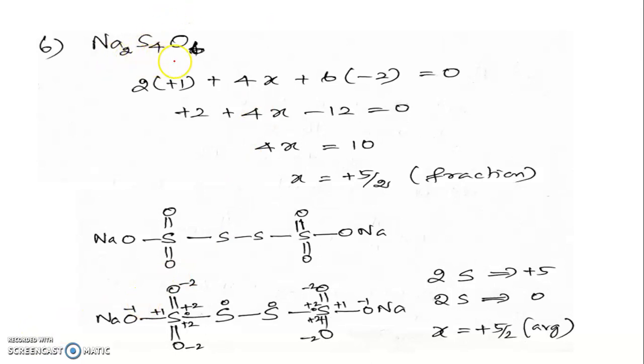Then this example, see Na2S4O6. So here, if you use the normal method, you will get the oxidation state as 5/2. It is a fraction, right? What does this indicate? All the sulfur atoms are not in the same oxidation state. Okay, this is the structure of this compound.